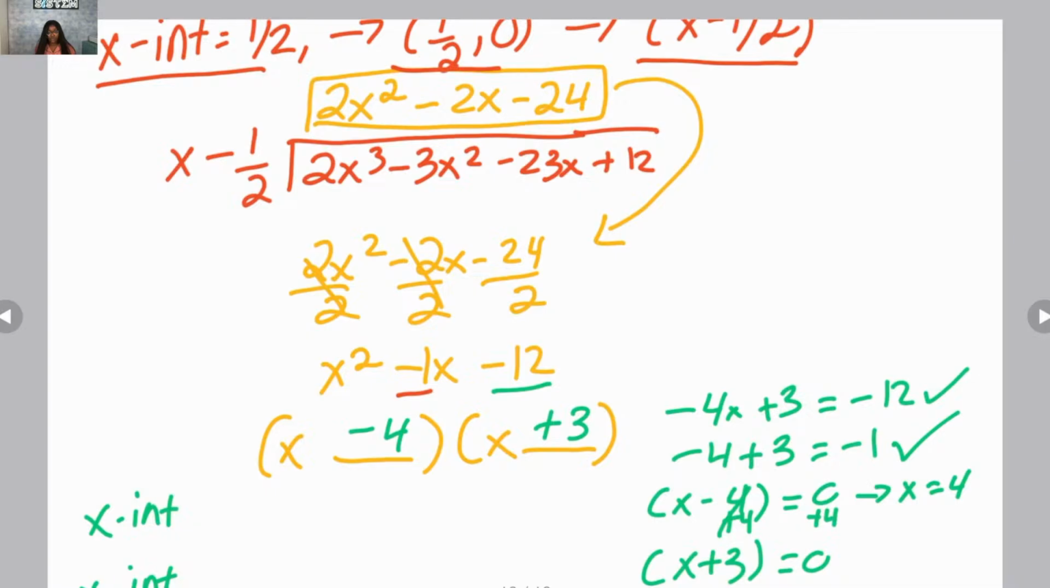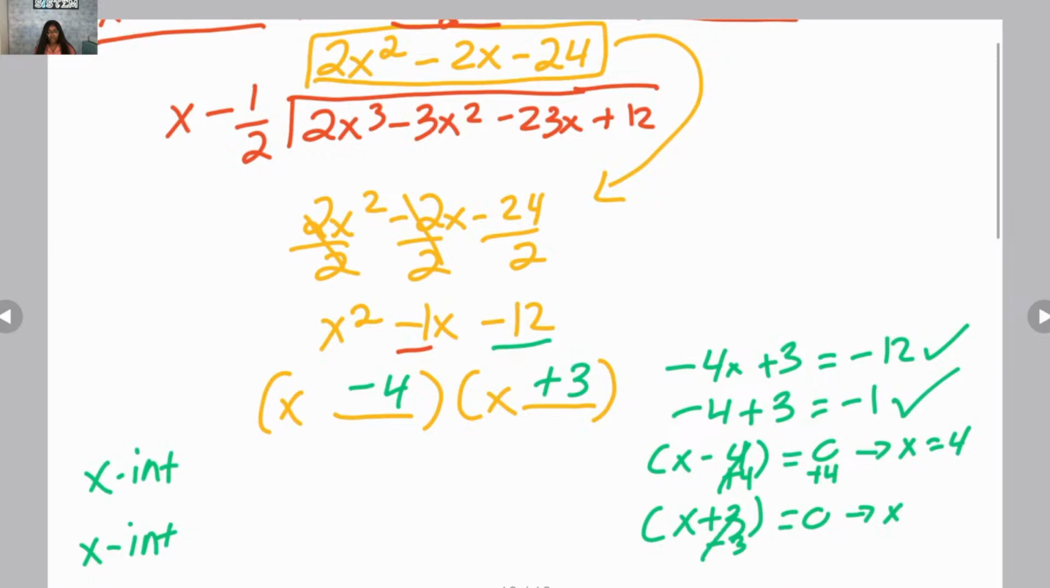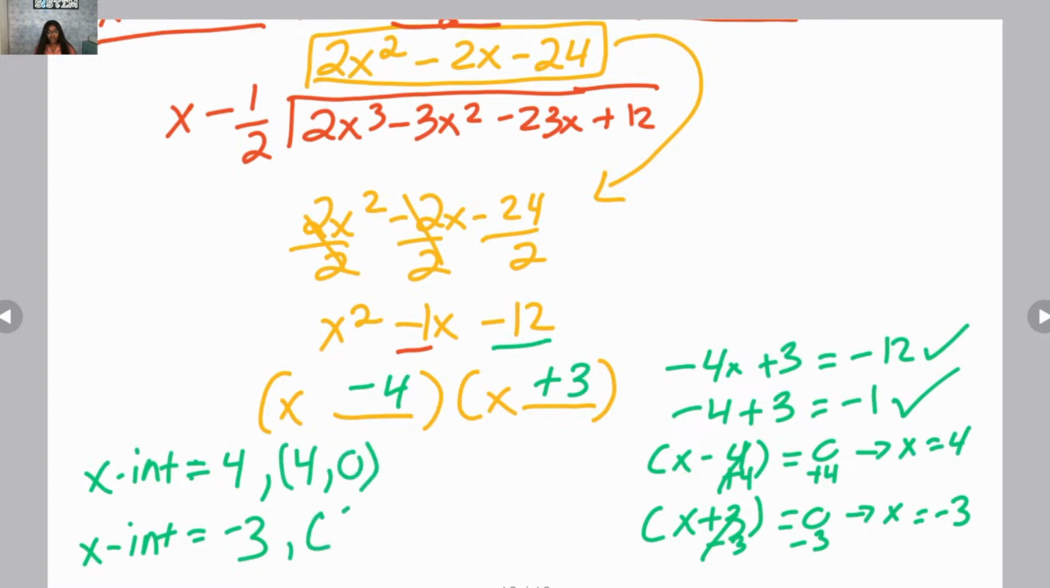Same thing here. You want to get x by itself. Subtract 3 on both sides. These cross out. So x is equal to negative 3. So our x-intercepts are 4 and negative 3. How do we write that? 4 comma 0 as an ordered pair. Negative 3 comma 0 as an ordered pair. And if you wanted to write it as a factor, the way I did earlier, at the top here it's x minus 4, x plus 3.